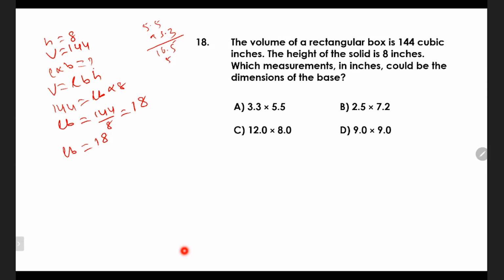3 fives are 15, so you'll be getting about 17.15, which is approximately 18. Let us see what 2.5 into 7.2 is. 25 twos are 50, 25 sevens are 175, plus 5, 180. So this is 18.0. So the answer is B. Please go on fast, quick.